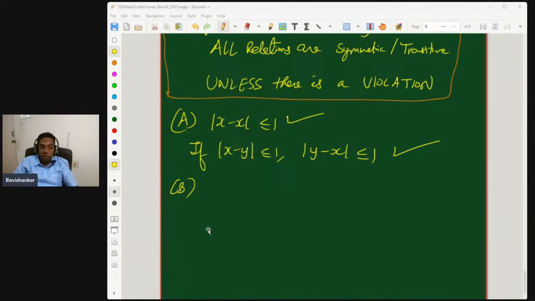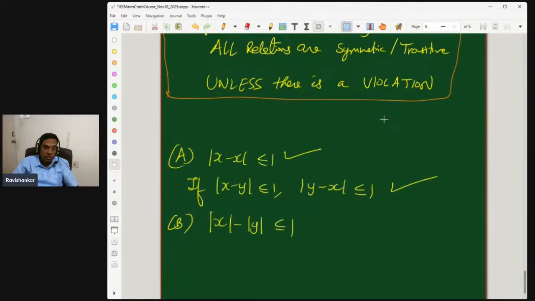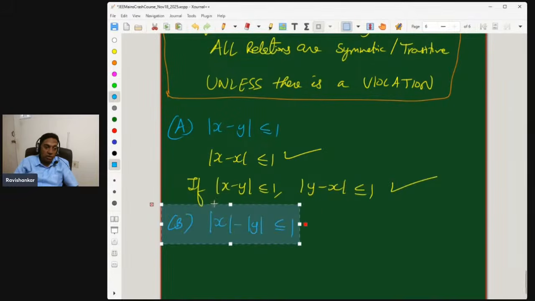Okay. Let's look at option B. Mod x minus mod y less than or equal to 1. Okay. Actually, what I should have done is I should have written the function first and then check the condition. So first is mod of x minus y is less than or equal to 1. Okay, so this is the function for which we are checking. The next is this function. Okay, mod x minus mod y is less than or equal to 1.